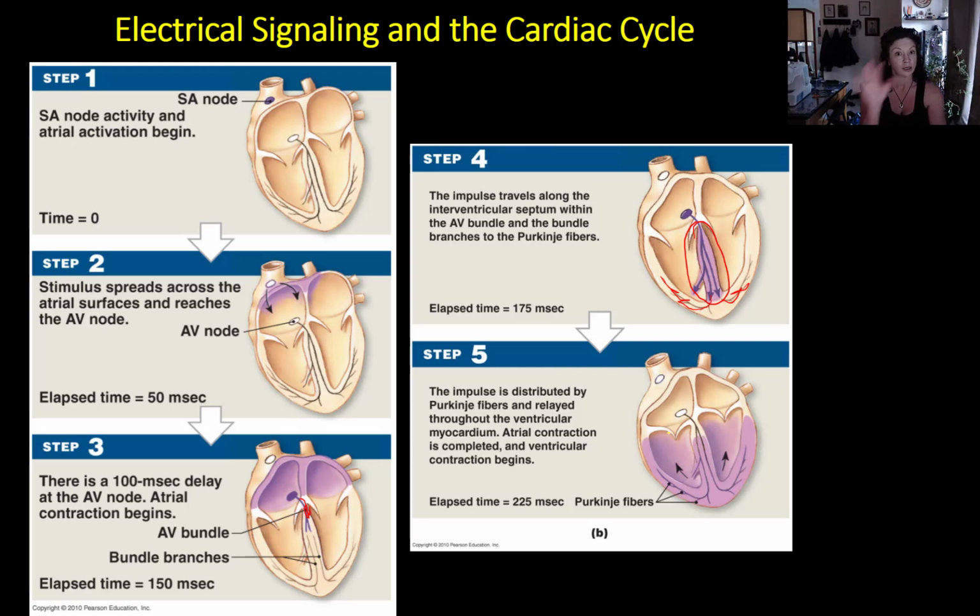All right, make sure you can explain this process. Make sure you know the location of all the parts of this nodal system. And yeah, let me know if you have any questions. All right.